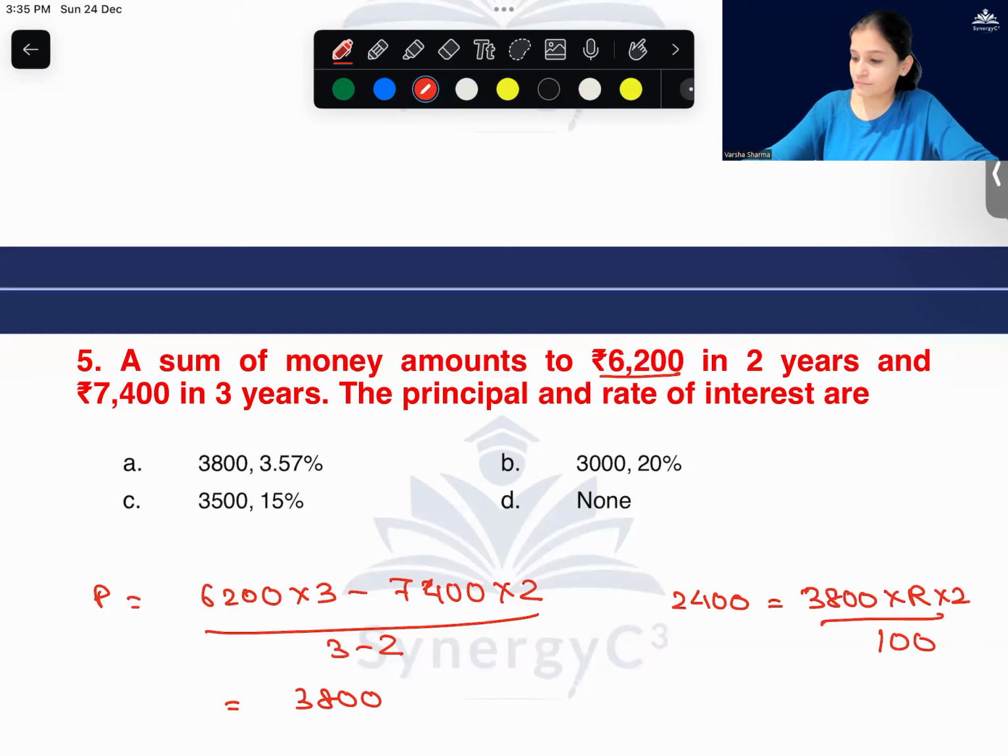Check. Is the rate 31.57? This should have been. The rate should have been 31.57. Okay? Clear?